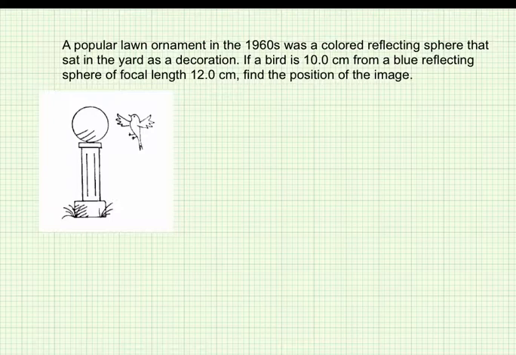And this time we have a reflecting sphere that's sitting in the yard as a decoration. A bird's going to approach it and is 10 centimeters from the sphere. So we know that the distance from the bird to the mirrored surface is 10 centimeters. So the bird is the object, that's going to be 10. All right, if it's from a blue reflecting sphere, a focal length 12 centimeters.